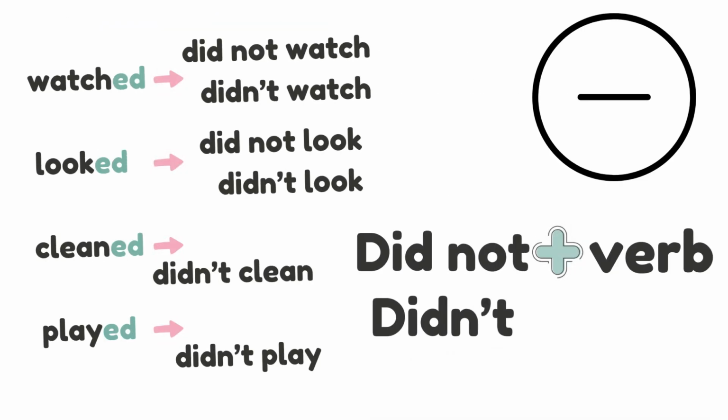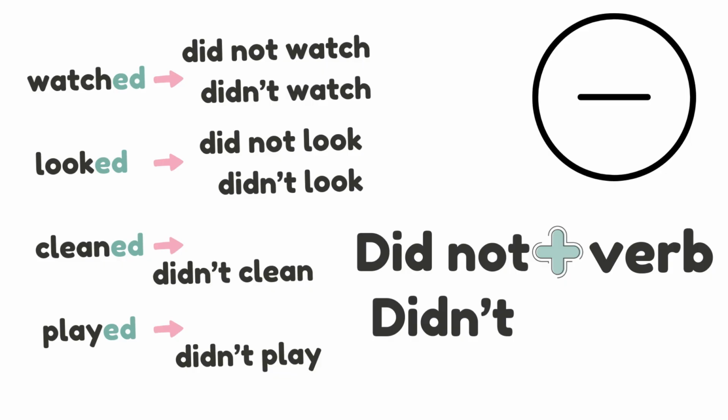To make it negative, we have to use two helping verbs, did and not, plus the base form of the verb, or we can use the contraction did not becomes didn't, plus the base form of the verb. So for example, watched, past tense. If I said we didn't watch or we did not watch, we would be making it negative in the past tense. So looked becomes did not look or didn't look. Cleaned becomes didn't clean. Played becomes didn't play.